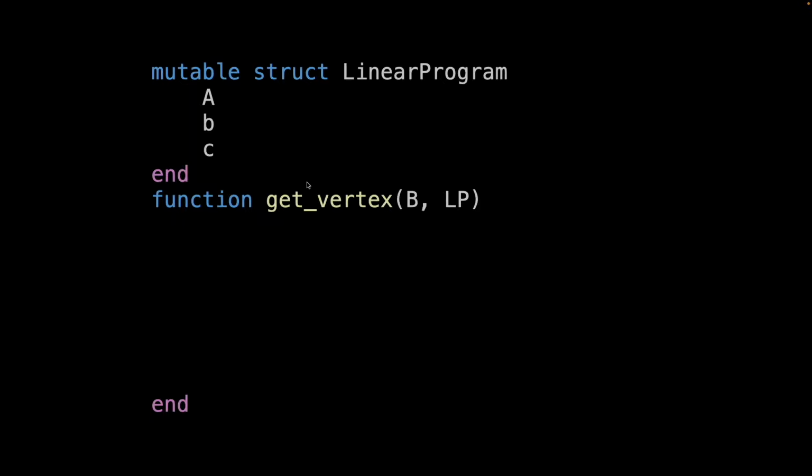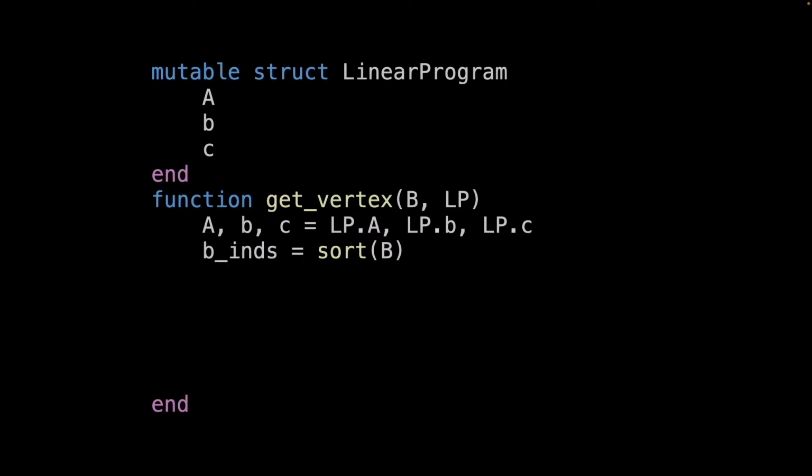So we're going to introduce this function, getVertex, which takes in a basis. You can think of this as just a list of integers that we're taking in, and it also takes in our linear program. Okay, so the first thing that we're going to do is read in the A, B, and C values from our linear program that we pass in.